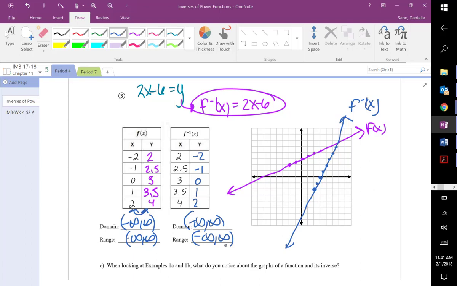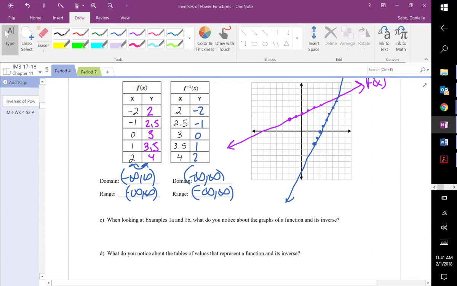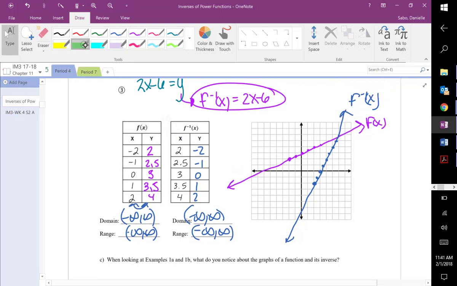All right. So when we look at examples 1A and 1B, which is the first page and the second page, what do you notice about the graphs of the function? We know that the graphs, they all switch. But what was that line that I talked about that it's symmetric about? Does anyone remember on the first page? What line will inverse functions always be symmetric about? And I kind of talked about it before. What is that green line?